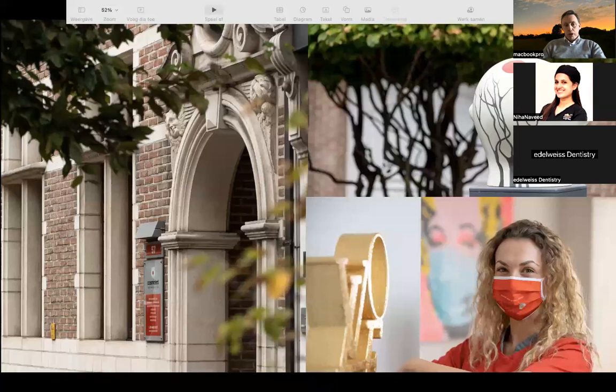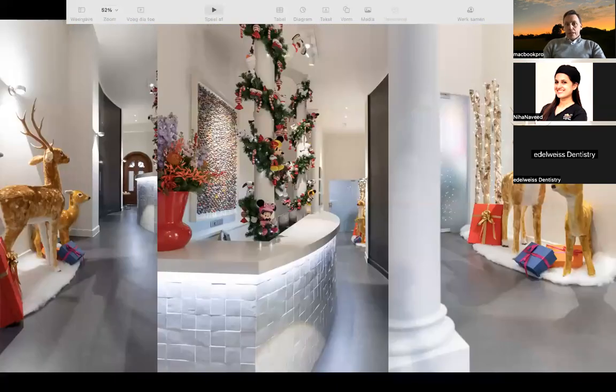Here you see the office where we're operating every day. The inside of the office, like it is for the moment, with the Christmas atmosphere. Because if you were here today, you would see it like this.